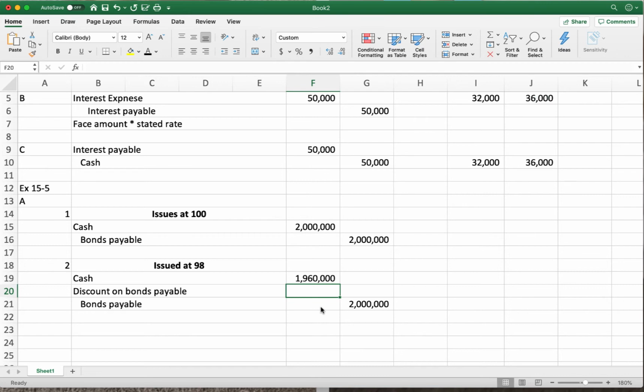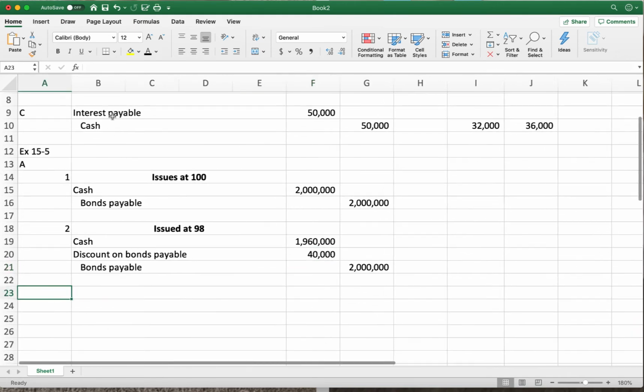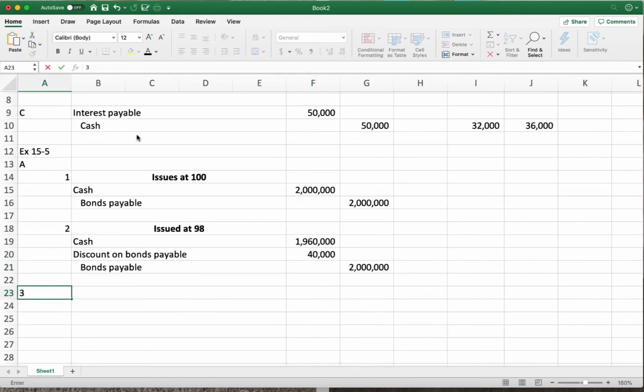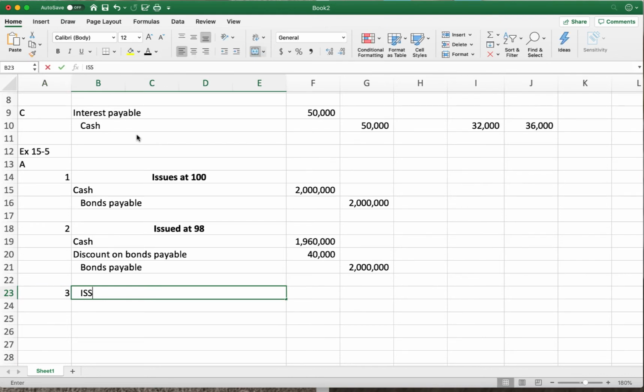What's the discount? Well, the discount is just the difference between the debits and credits. That's easy for us to figure out, right? It's going to be 40 grand, if my math is correct. Yep. Okay, perfect. Now, the third one says that we issued at 103. Okay, what does that mean? That means that we issued this bond at 103% of its face value.